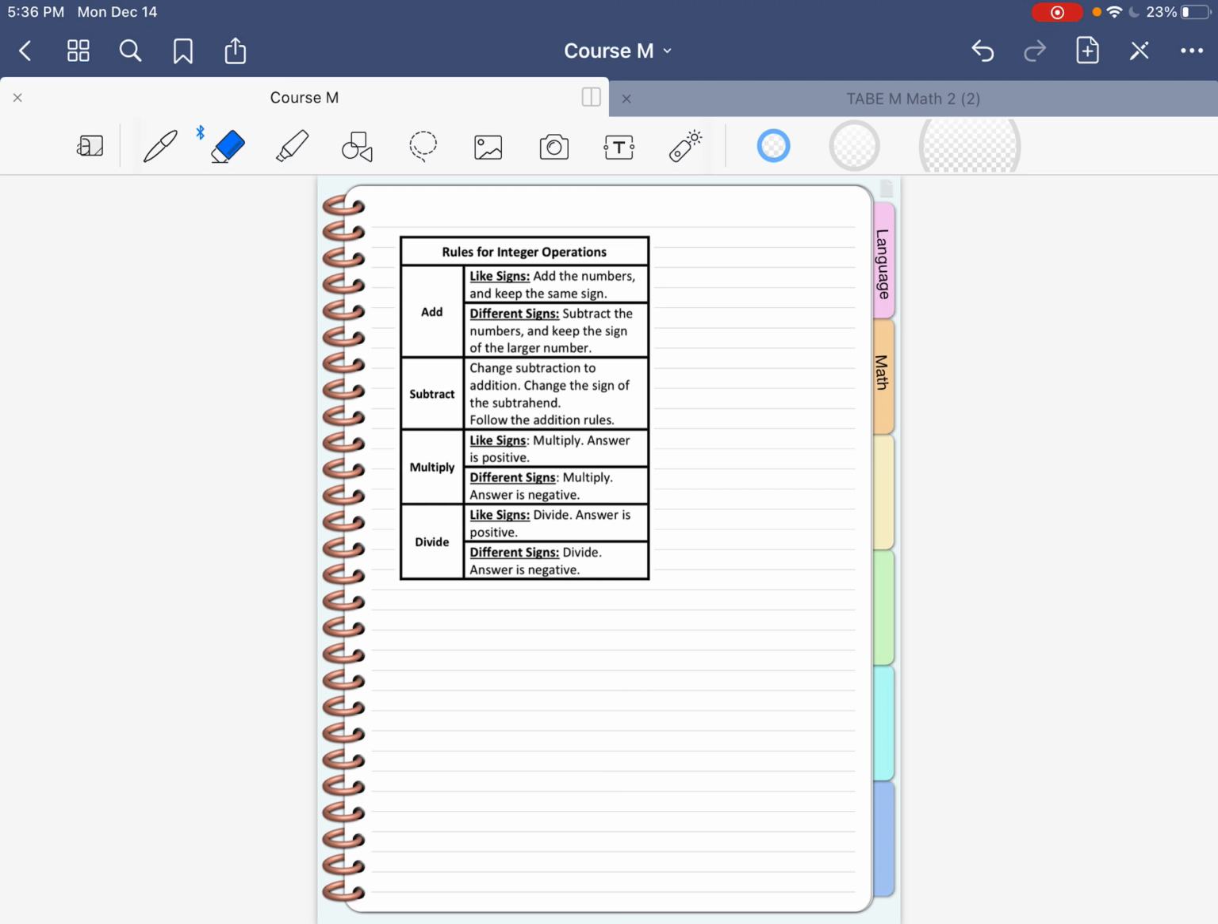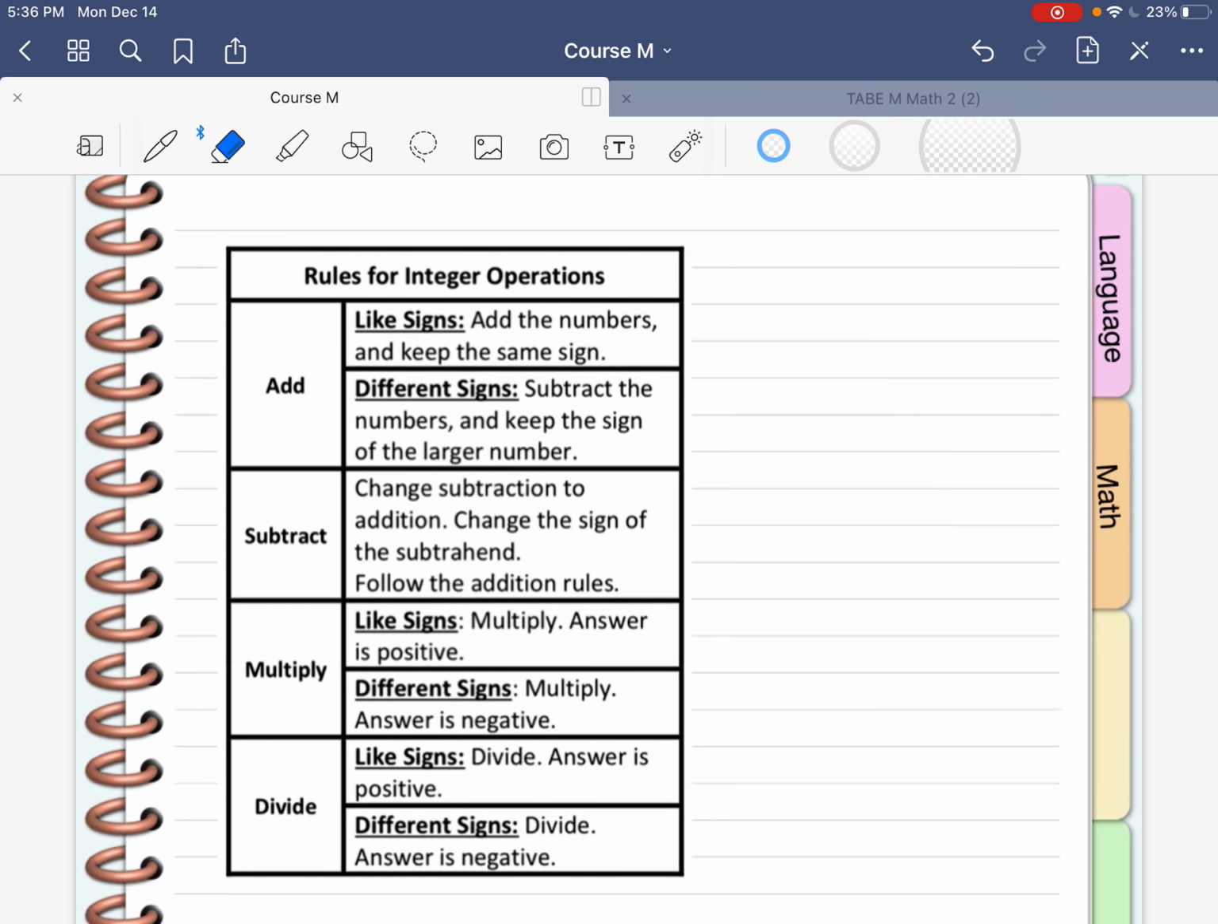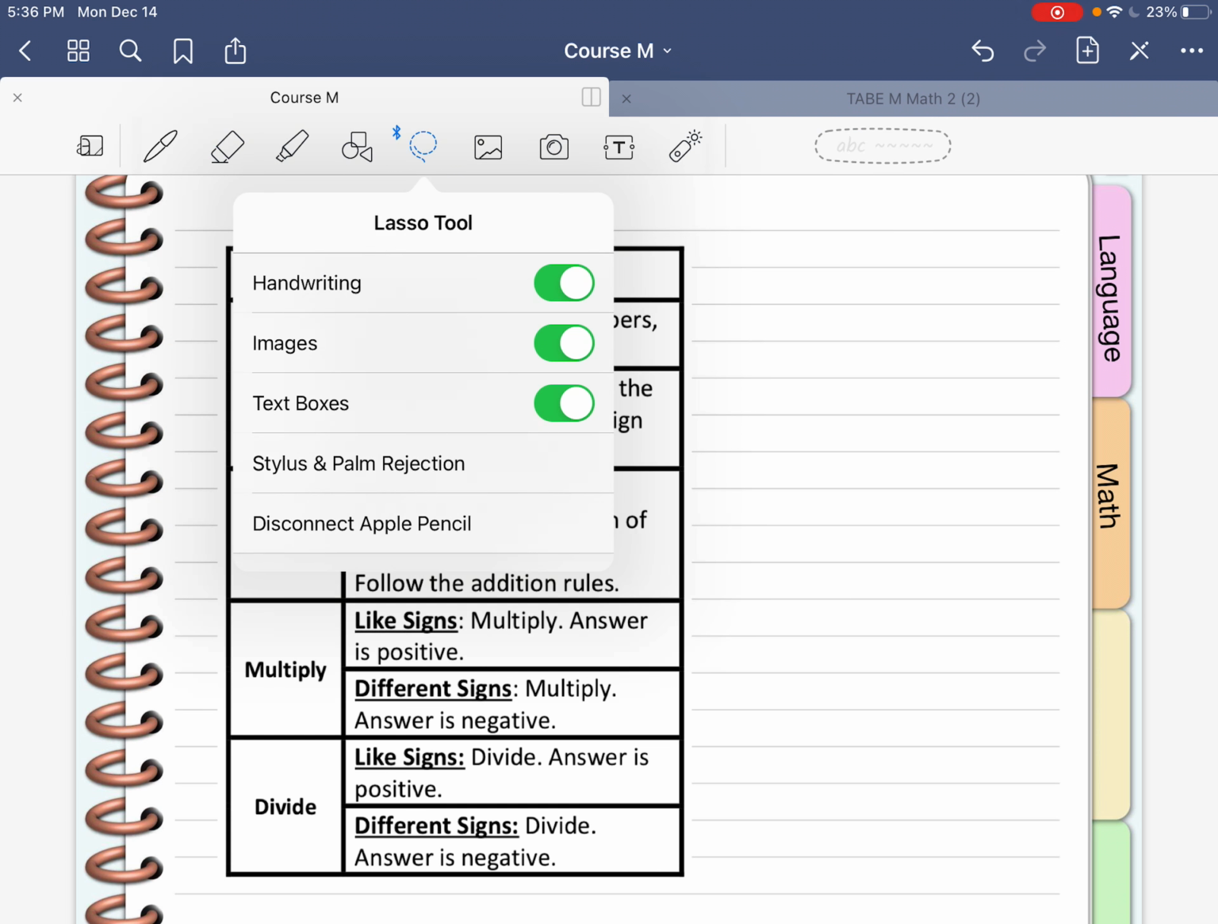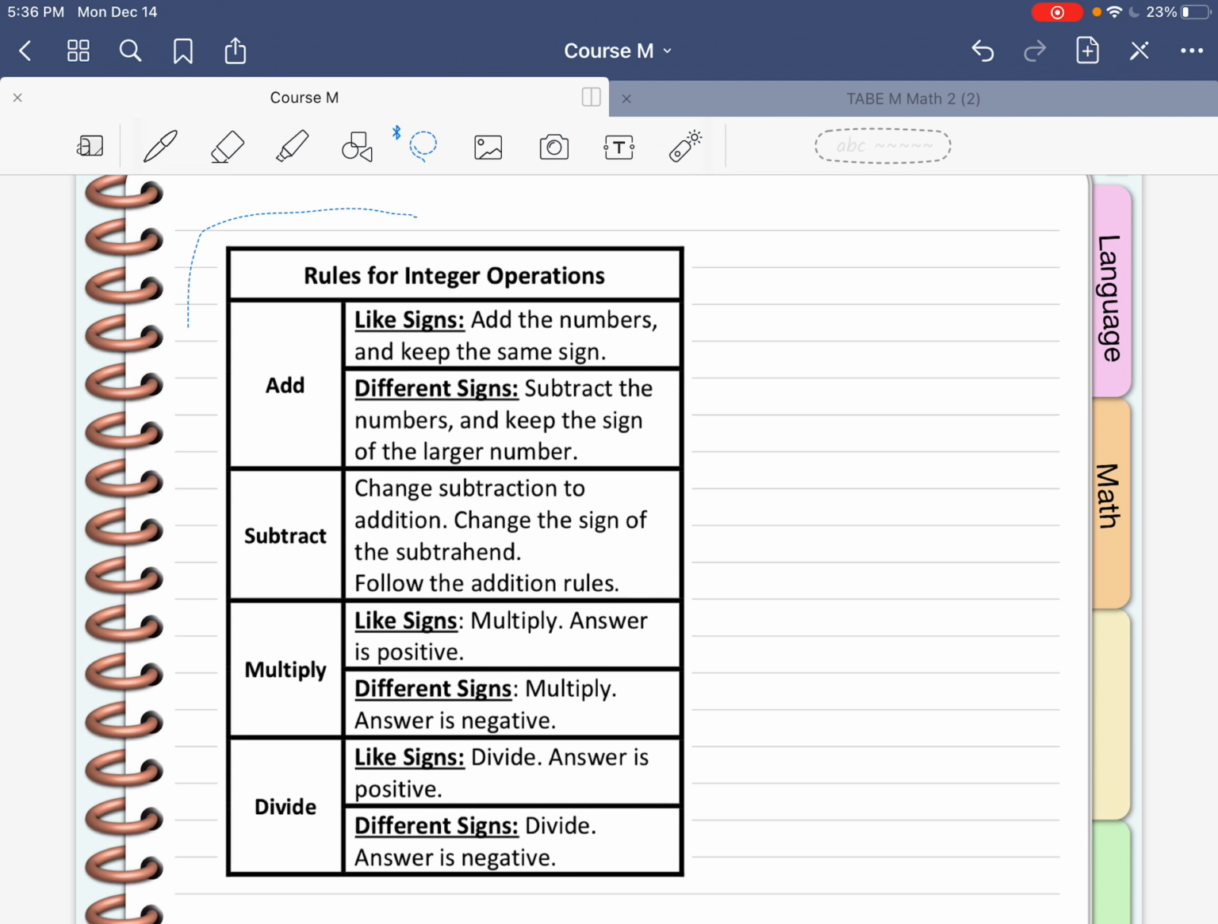In this one, I want to start with this piece. This is piece number 12 from your Memory Pieces kit. And this is the rules for adding and subtracting, multiplying and dividing positive and negative numbers.